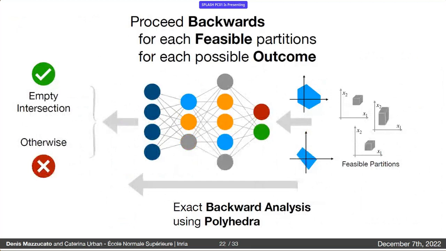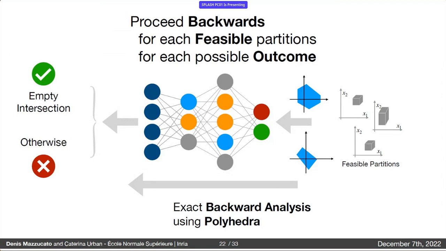So for each feasible partition and for each possible outcome, we run an exact backward analysis using polyhedra through the network until we reach the input. Here, within each feasible partition, we take the set of polyhedra from each different outcome, and we first project away the sensitive features, then we check for intersection. If we don't find an intersection, it means that no possible perturbation on the sensitive feature will change the outcome. Otherwise, it means that there exists a perturbation on the sensitive feature which was able to change the outcome, since we project away that axis before checking for intersection.